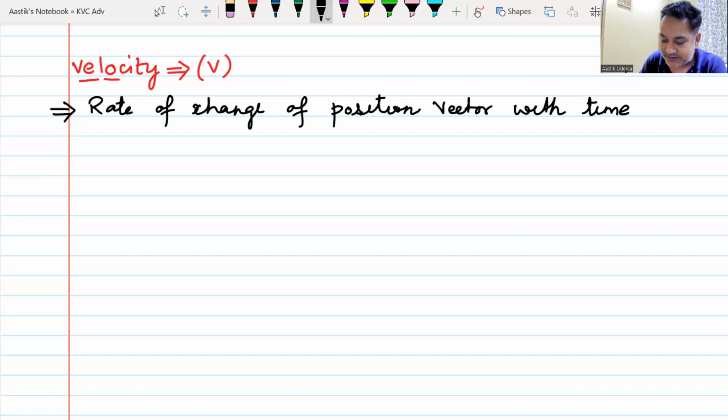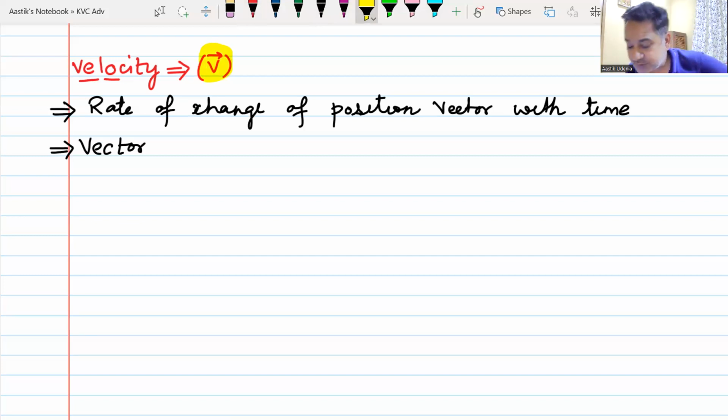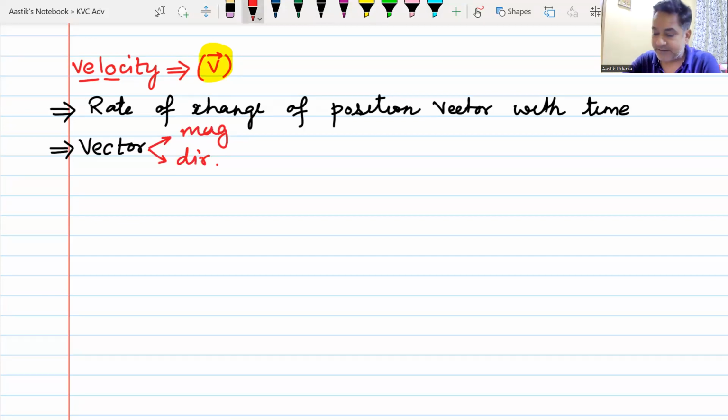What type of quantity is velocity? Vector. It is a vector quantity, so you must remember this. Therefore, whenever I write velocity, I must write this vector sign, so that it is clear to me that it is a vector. Now, if it is a vector, it must have two things: magnitude and direction. Whenever we talk about velocity, you must talk about these two things, magnitude and direction.